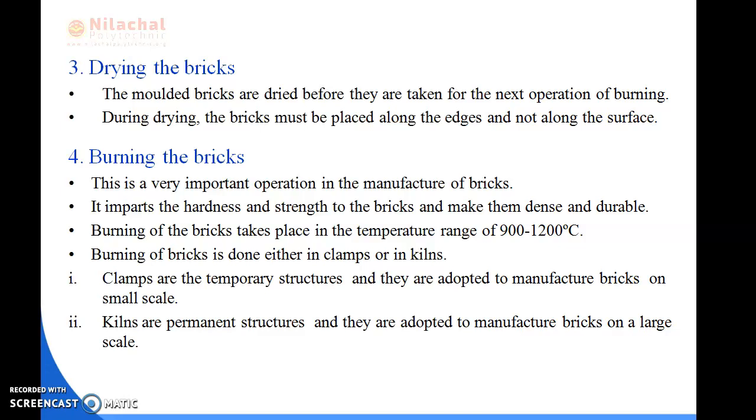First is clamp or kiln structures. Clamp is a temporary structure, and it is adopted to manufacture bricks on a small scale, and kilns are permanent structures, and they are adopted for manufacturing bricks on a large scale.